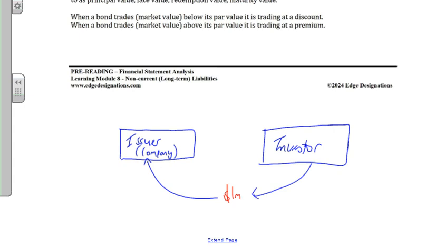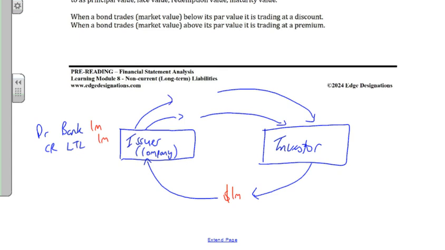Now look at the entry that the issuer is going to put in his books. He's going to debit his bank account because he receives $1 million. Credit what? Long-term liabilities, because he's got to pay that amount back to the investor. How does he pay it back? What do we know with normal bonds? The issuer pays back to the investor both coupon interest and the principal as well.